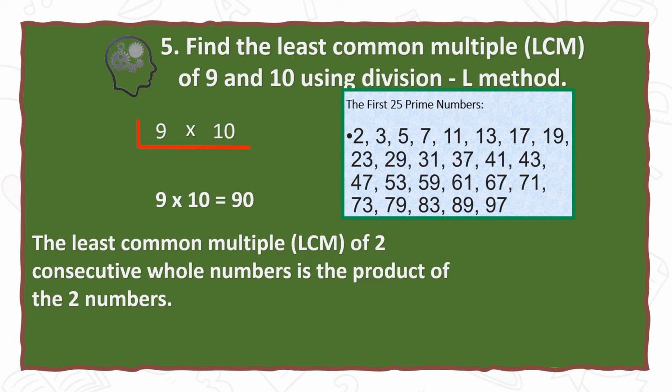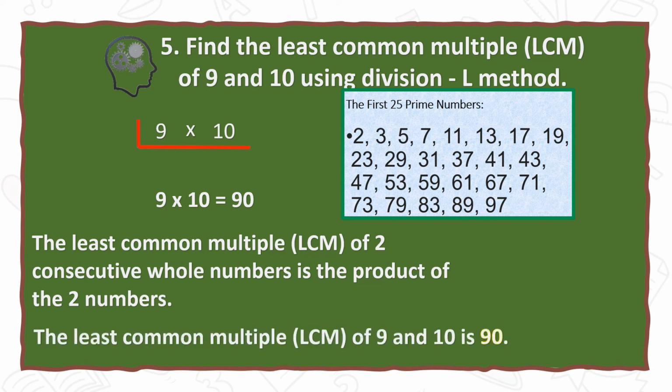Let's say 3 and 4. 3 times 4, 12. The LCM of 3 and 4 is 12. 5 and 6. 5 times 6, 30. The LCM of 5 and 6 is 30. 6 and 7. 6 times 7 is 42. The LCM of 6 and 7 is 42. Take note that 9 times 10 is 90, and the least common multiple, or the LCM, of 9 and 10 is 90.